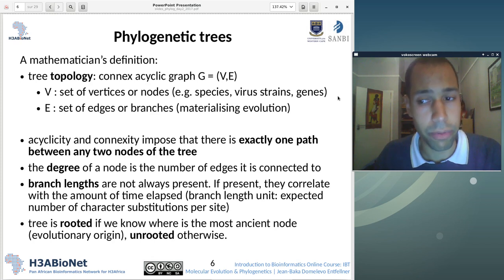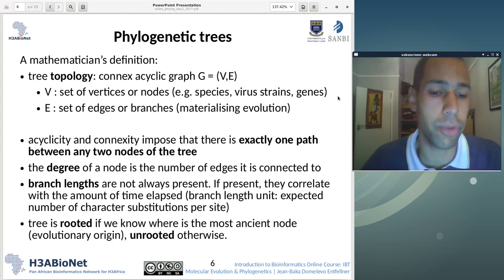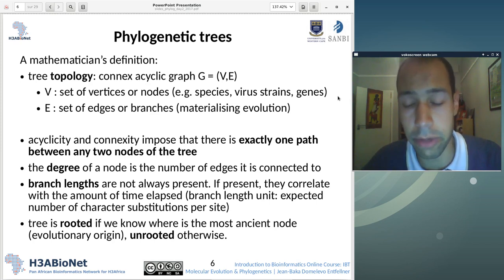Branch lengths are not always present in a graph. When we have a tree with no branch length, we tend to talk about a topology, a bare topology. And if you have branch length, this branch length correlates with the amount of time elapsed, or the number of expected substitutions. Because the unit for branch length is the expected number of character substitutions per site when we are talking about a phylogeny built on qualitative characters, on DNA nucleotides, or on amino acids.